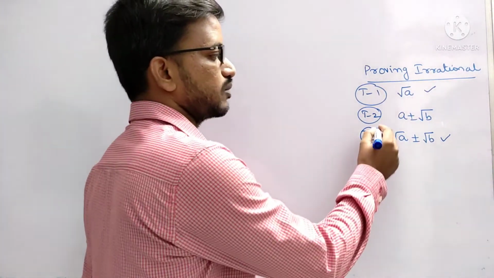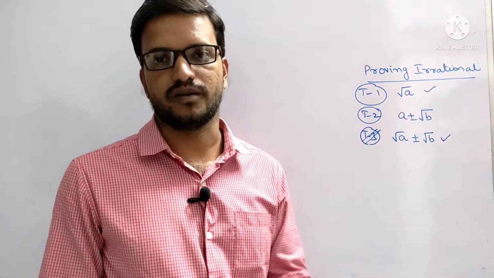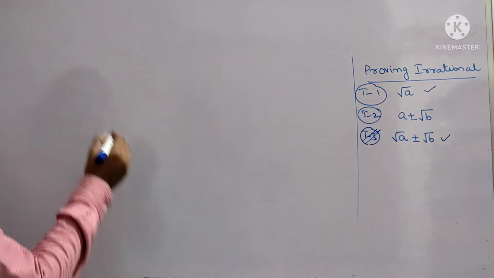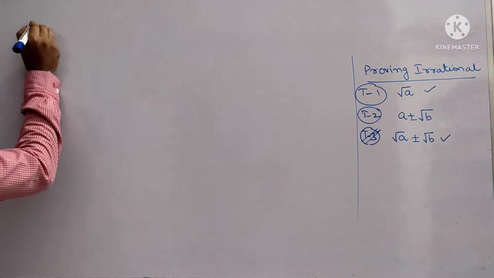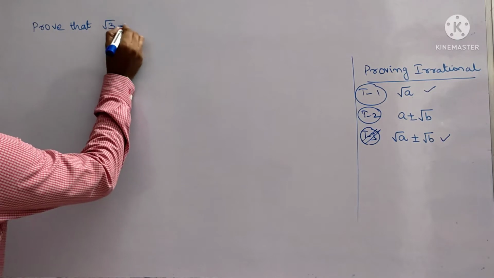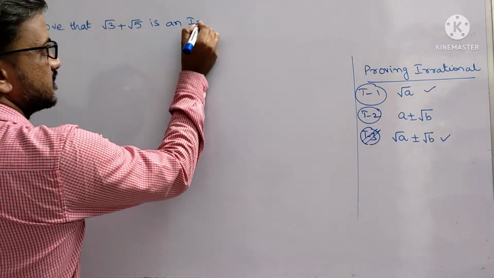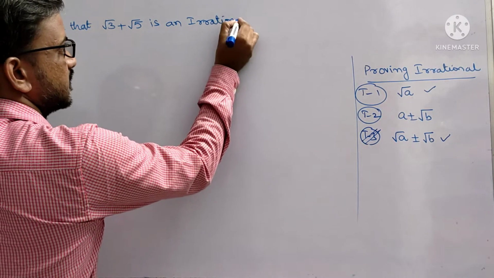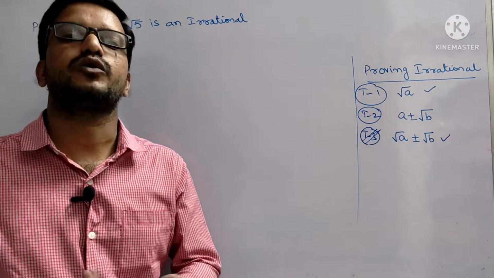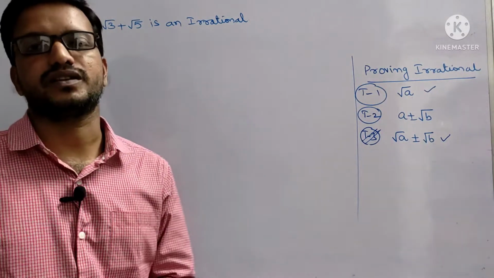So in this class I am going to explain about this third type, that is root A plus or minus root B form. Okay, so for this I am taking one example. The example problem is: prove that root 3 plus root 5 is an irrational. How are we going to solve this? How are we going to prove root 3 plus root 5 is an irrational?